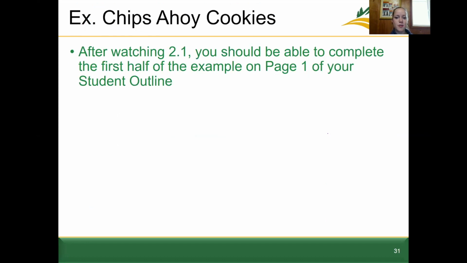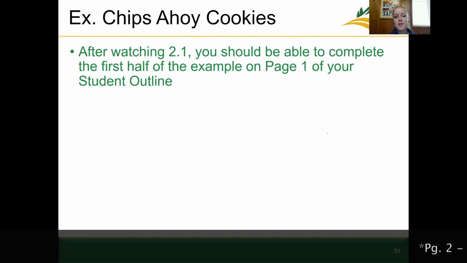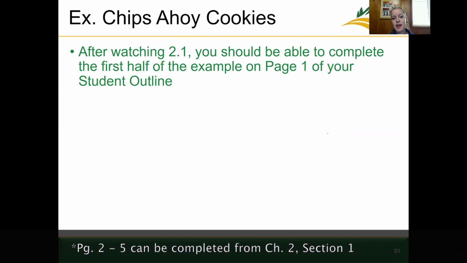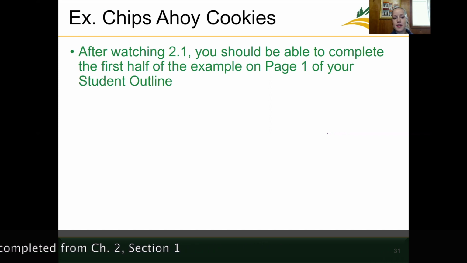After watching this, you should be able to complete the first half of the example on page 1 of your student outline. And from chapter 2, section 1, you should get through pages 2, 3, and 4 on your student outline, in addition to being able to answer the first half of the example on the first page.